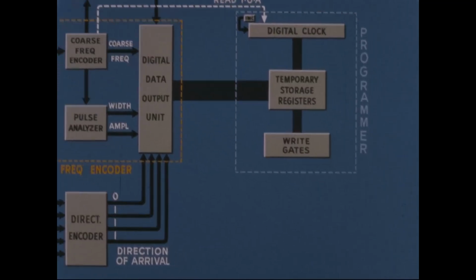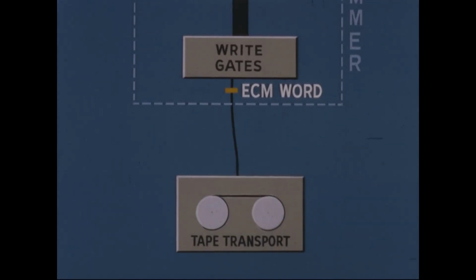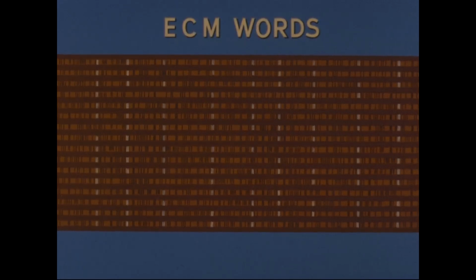Through the gates, the programmer controls the priority for the release of the ECM word to the magnetic tape. This avoids interference with data from other sources that must go on the tape periodically. The tape has 16 tracks, each assigned to carry particular categories of information. Under the priority system, the ECM words are recorded continuously, except when other information of a higher priority is being put on the tape.